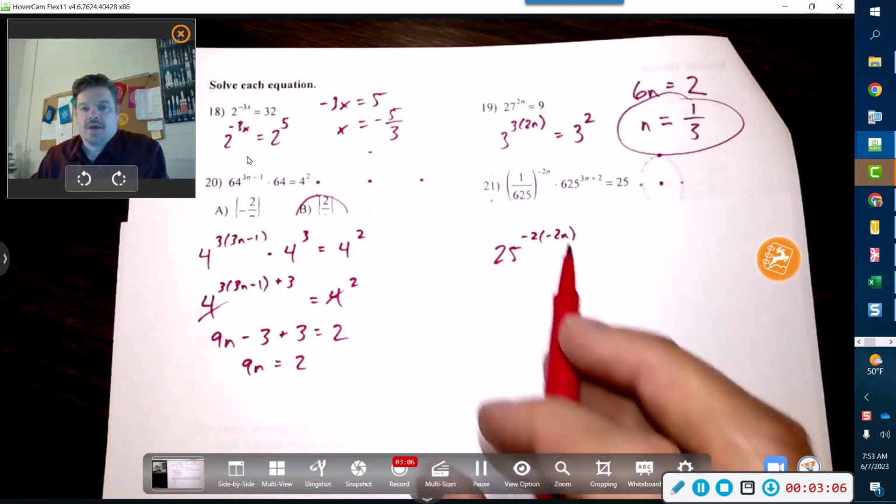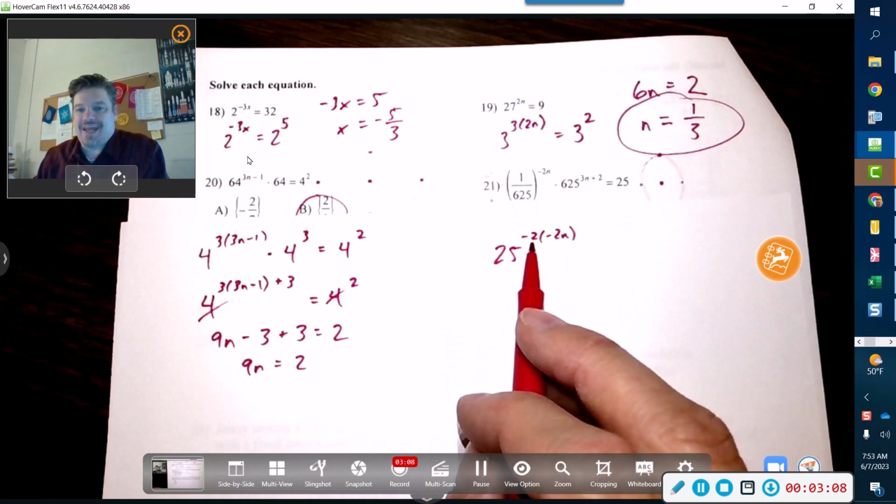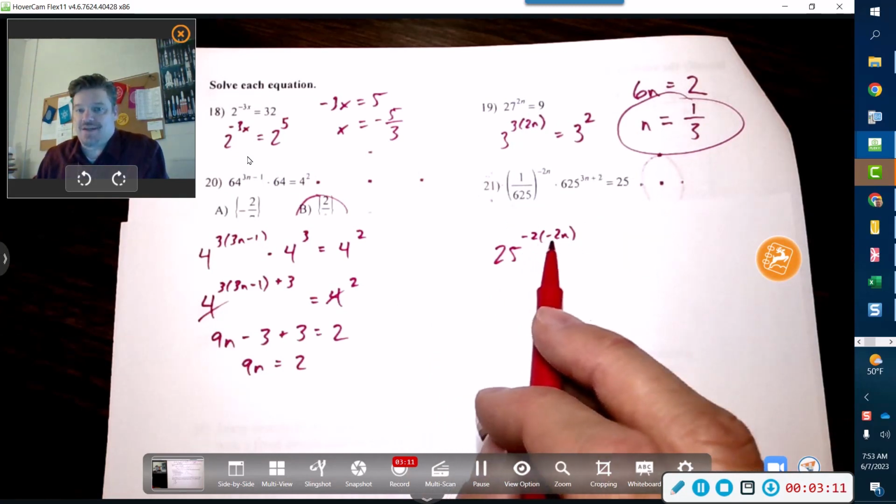So notice that this is a 1 over, so I will make a negative, which will in turn produce a positive 4n.